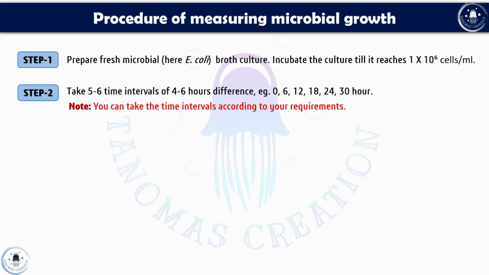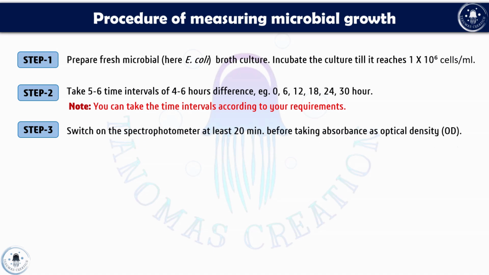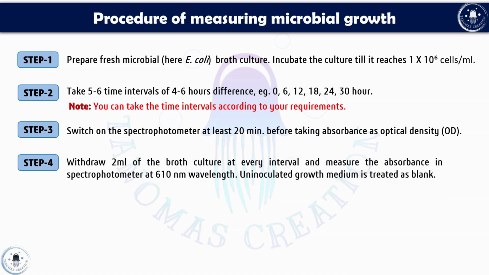Okay, now in step 3, switch on the spectrophotometer at least 20 minutes before taking the absorbance. So it is highly recommended to switch on the spectrophotometer 20 minutes before. Now in step 4, withdraw 2 ml of the broth culture at every interval and measure the absorbance in the spectrophotometer at 610 nanometer wavelength.